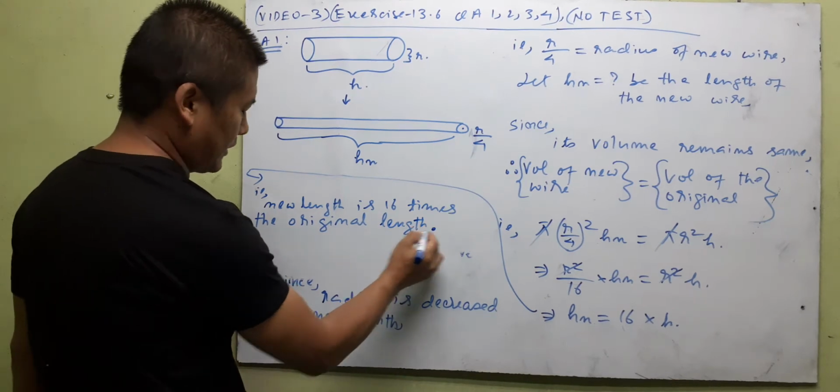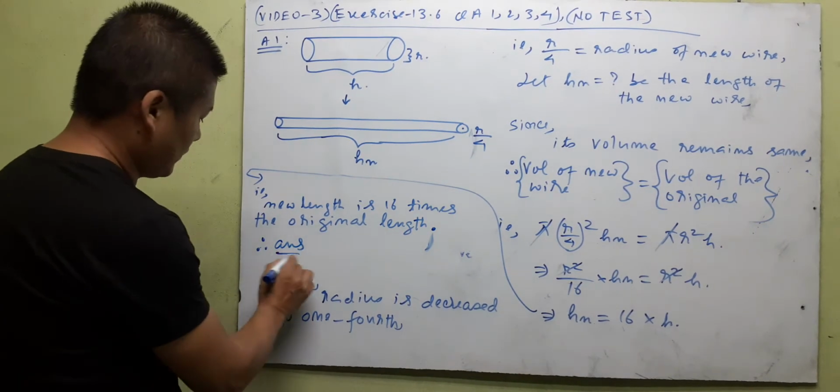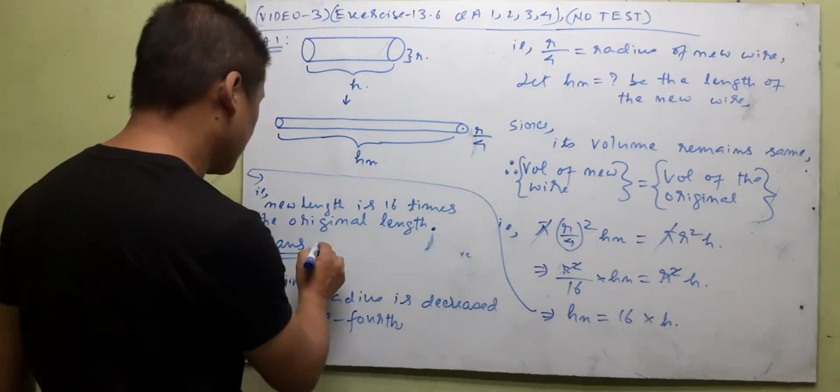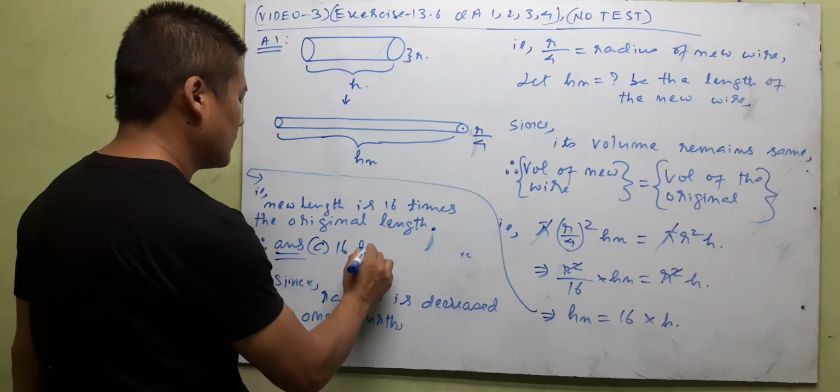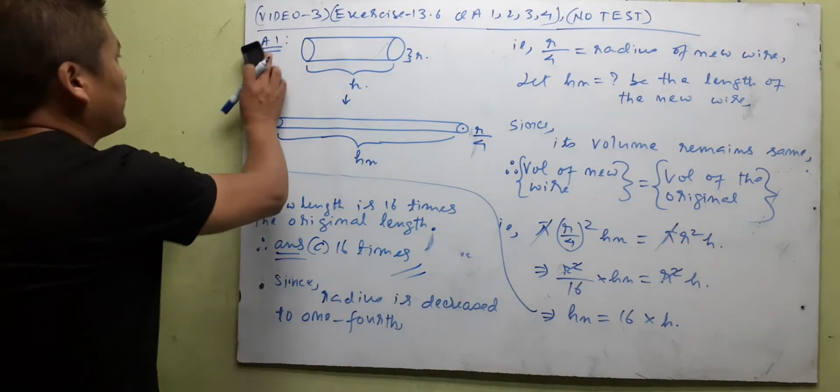In other words, you can write here, therefore the answer choice that matches, these are multiple choice questions. So if you go there, choice C is the right one. C has 16 times. So that is question number 1. Okay. Now let's go to A2.